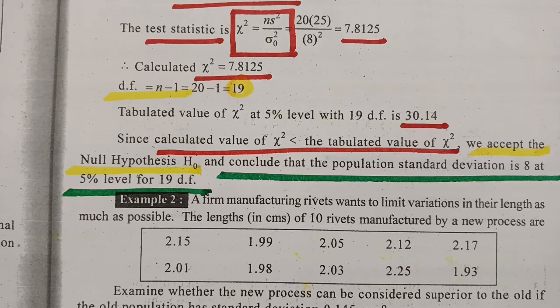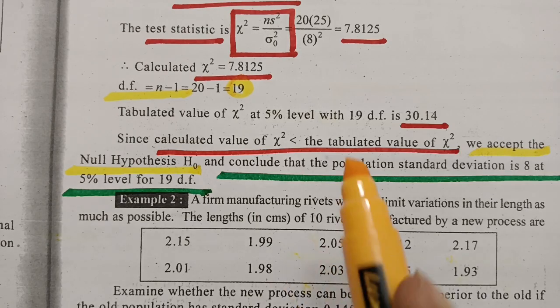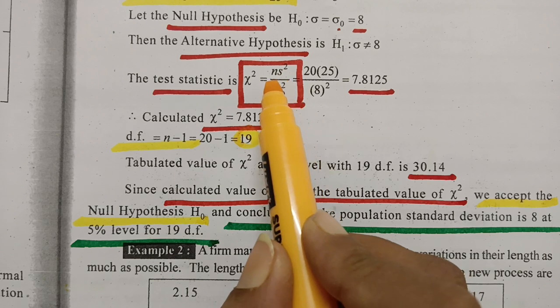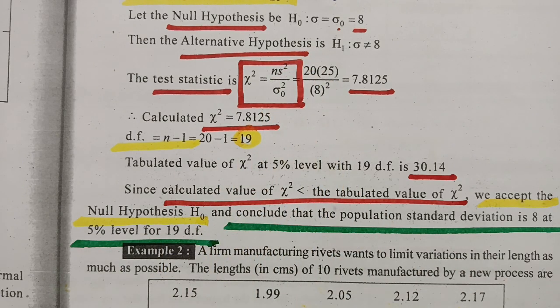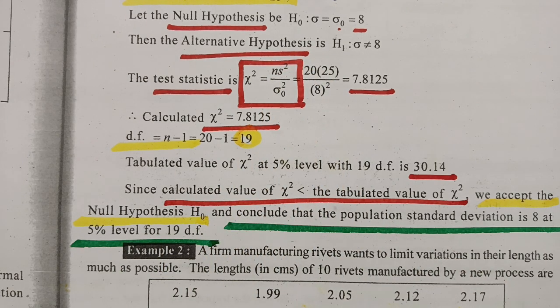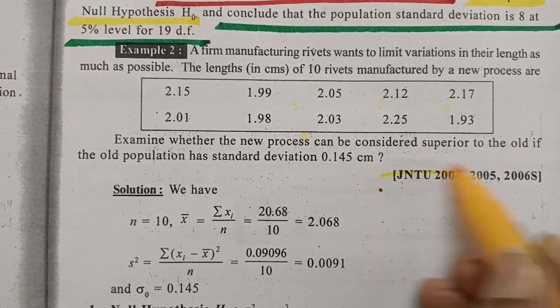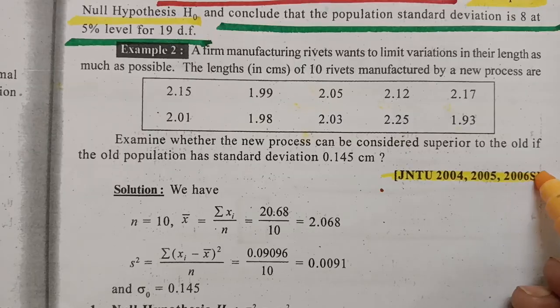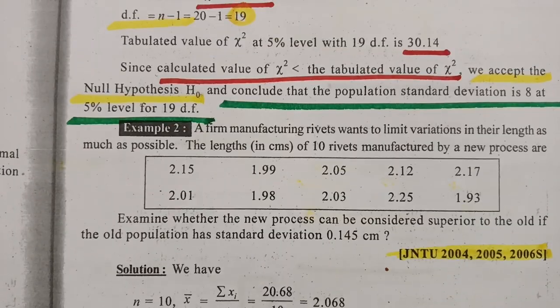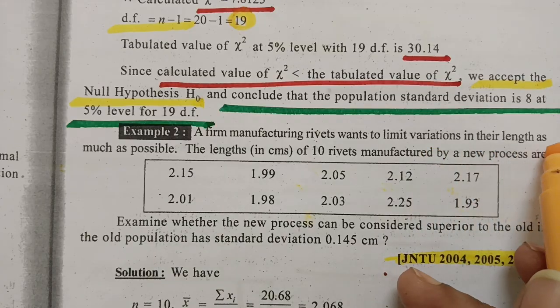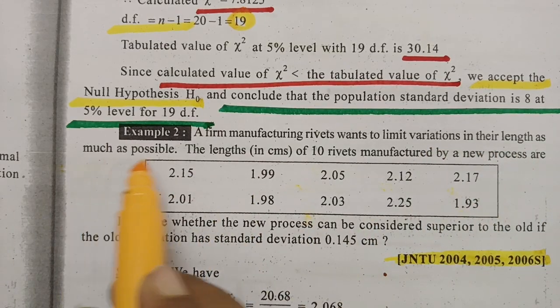So these are the steps we have to take. This is very, very important: chi square is equal to n s square by sigma naught square. Here n is the sample size, s square is the sample variance, and sigma naught square is the specified variance. And here is one more question. Please note that it is very, very important, as this will be a repeatedly asked question. A firm manufacturing rivets wants to limit variations in their length as much as possible.